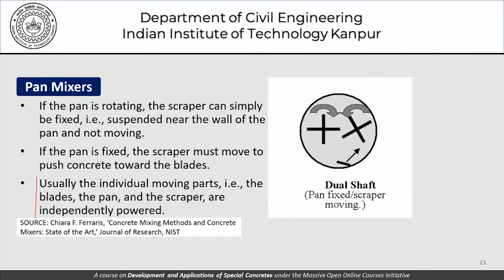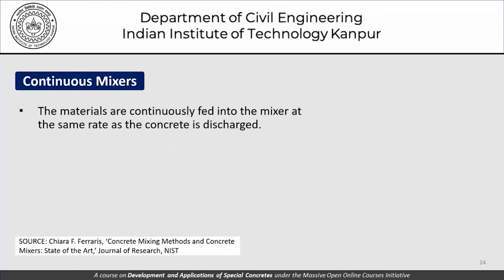Now, so far, our concentration had been on batch mixers, whether it was pan or drum type. Now coming to continuous mixers, in this, the material is continuously fed into the mixer at the same rate as the concrete is discharged. This balance of the rate of concrete discharge and the rate of feed into the mixer has obviously to be maintained in order that the concrete of a certain consistency, as far as the constitution is concerned, can still be obtained.